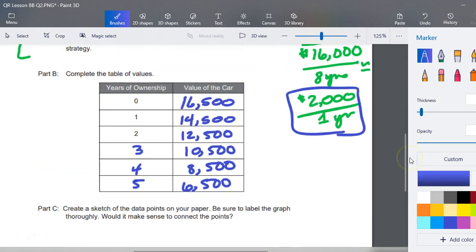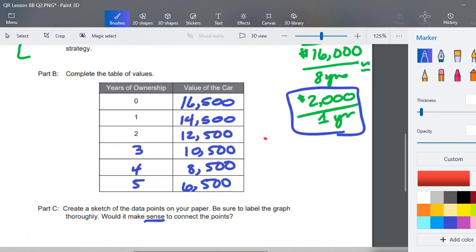So part C says create a sketch of the data points on your paper. Be sure to label your graph thoroughly. Would it make sense this time to connect the points? Whereas they asked the same question dealing with the water earlier. So when we, somewhere on here, erasing that one.